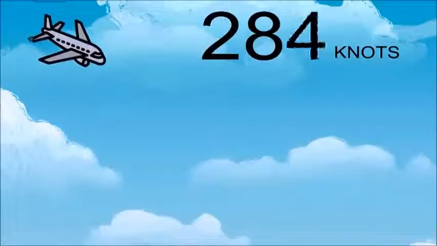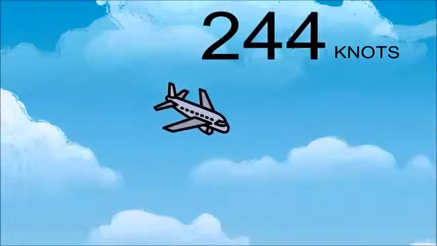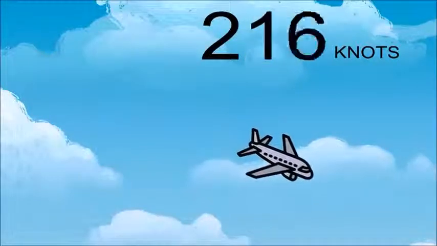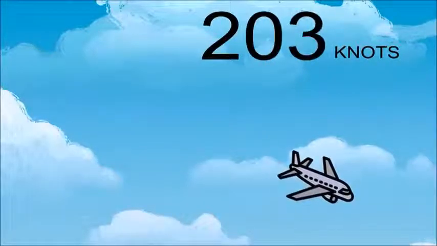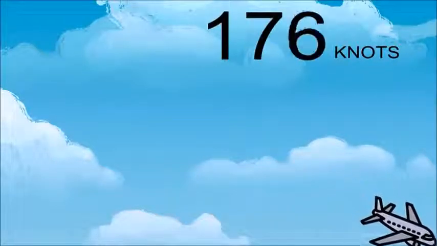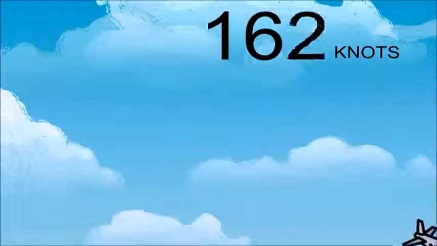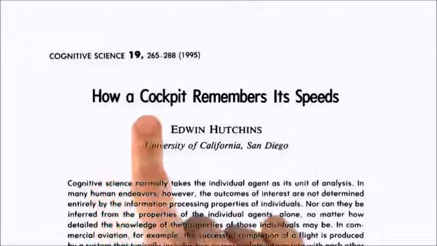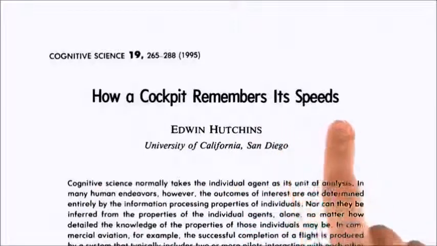When a plane is descending for landing, there exists a number of different changes the pilots need to make to the wing configurations. These changes are made at different speeds during the descent. When the plane slows down to a certain speed, it demands a certain change to the wing configuration. The speeds at which these configuration changes must happen differ based on a number of different variables. So for every flight, there's a unique set of speeds that must be remembered. That's why the title of this paper is How a Cockpit Remembers Its Speeds.